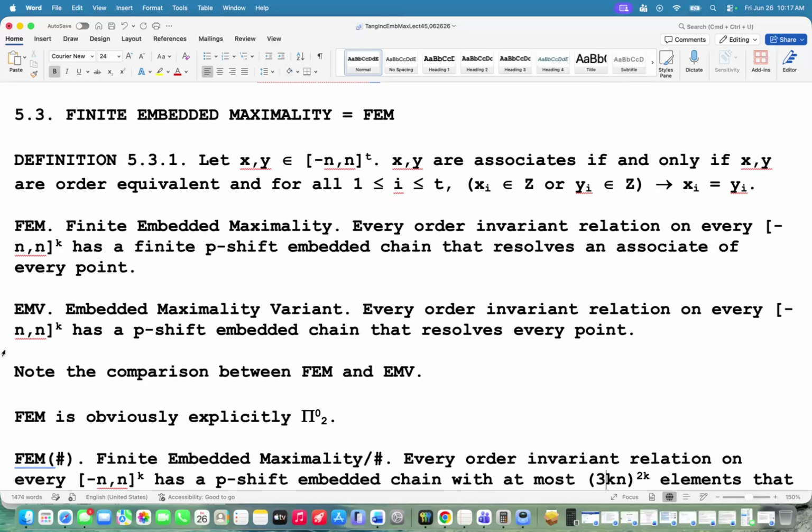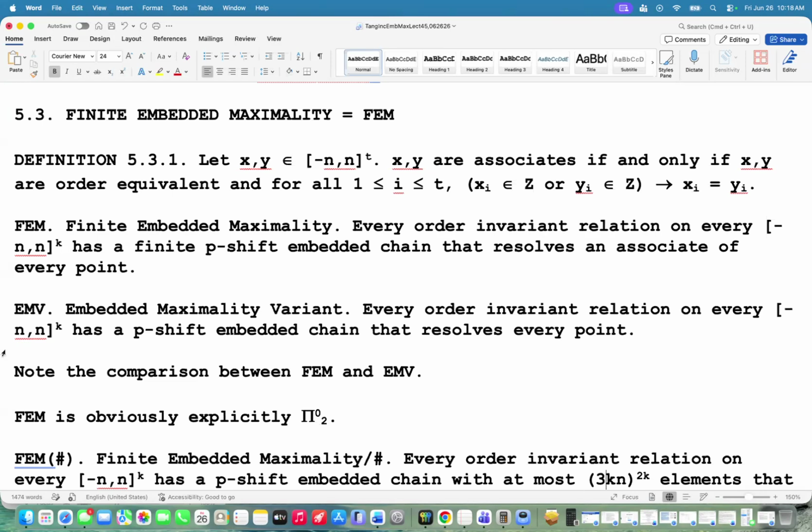So now we're ready to state FEM. Every order invariant relation on every minus n to the k has a finite p-shift embedded chain that resolves an associate of every point. And compare that with EMV, which says every order invariant relation on every minus n to the k has a p-shift embedded chain, so far it's the same, that resolves every point.